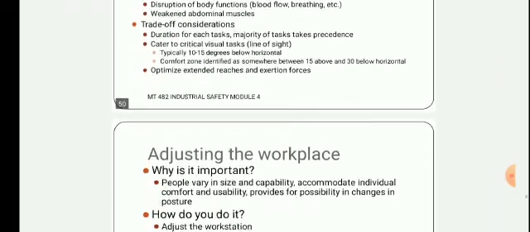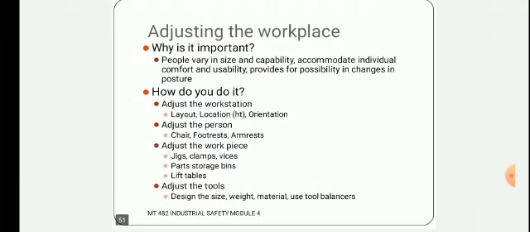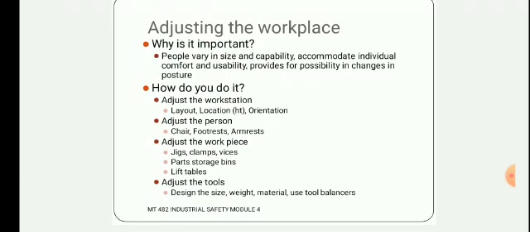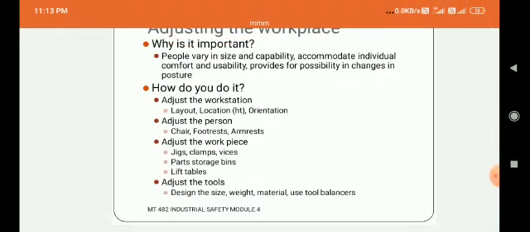Okay, then how we can adjust the workplace? Why is that important, adjusting workplace? Because people vary in size and capability. Accommodate individual comfort and usability, provide for possibility of changes in posture. That is very important, adjusting the workplace. Okay, before the worker has joined, the employer may adjust the workplace, and after, when he reaches, he may have to adjust the workplace again. So the priority should be given to the worker.